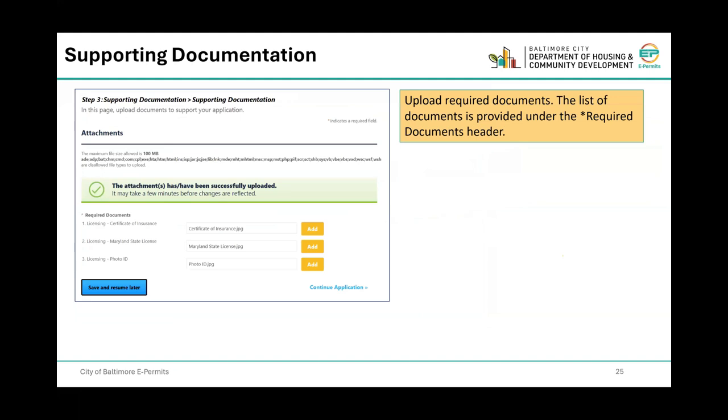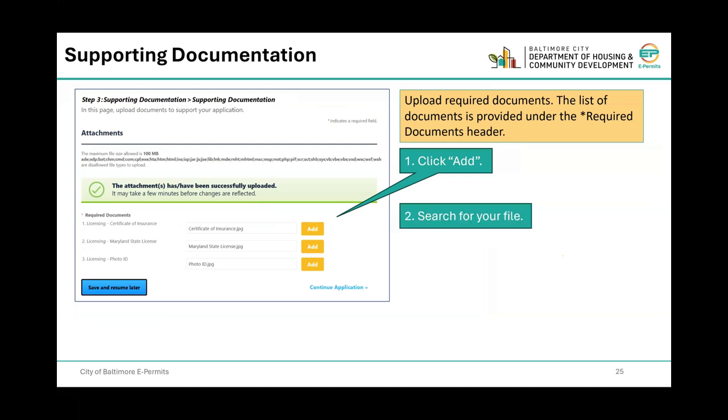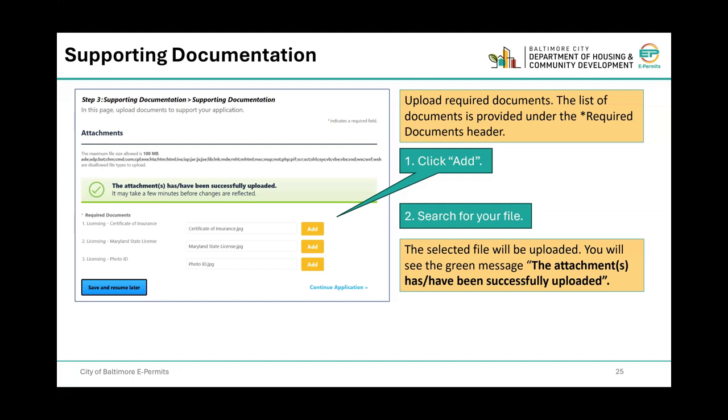Upload required documents. The list of documents is provided under the required documents header. Click add. Search for your file. Select the file and it will be uploaded. You will see the green message. The attachment has been successfully uploaded.